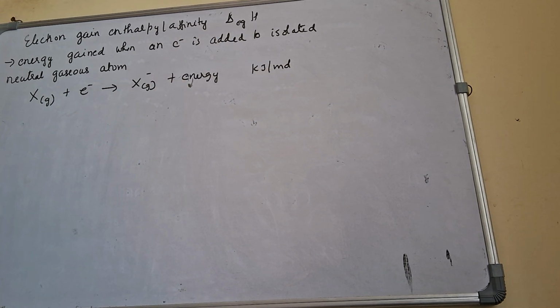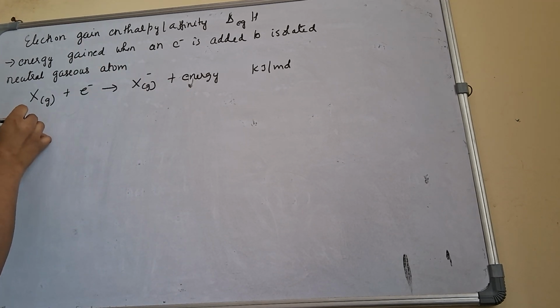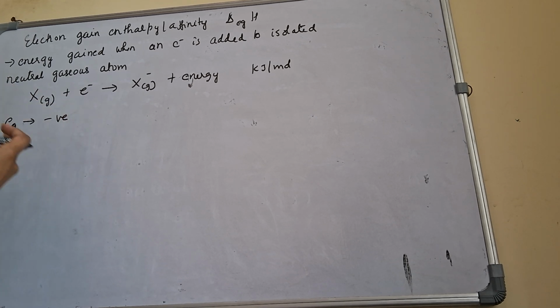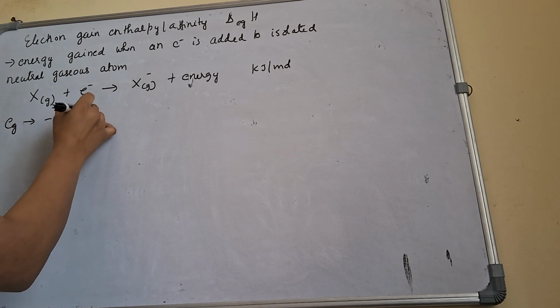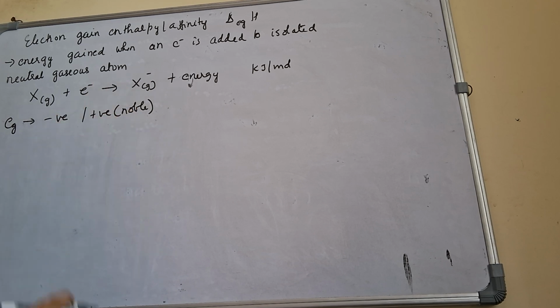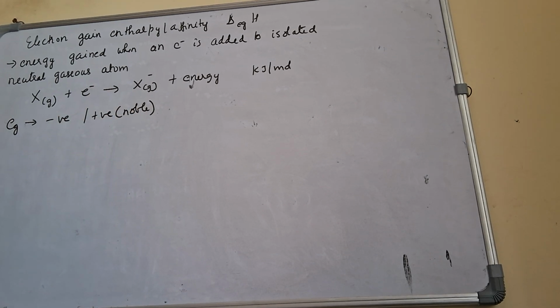Unlike ionization enthalpy, which was always positive because you had to supply energy to the system, electron gain enthalpy is, in most cases, negative because it's releasing energy, correct? Releasing means energy is being lost. But in some cases, like in the case of noble gases, it can be positive also. I'll explain why in some time.